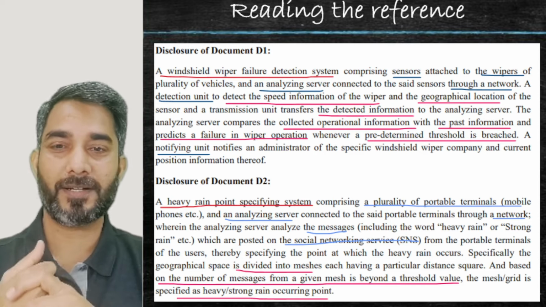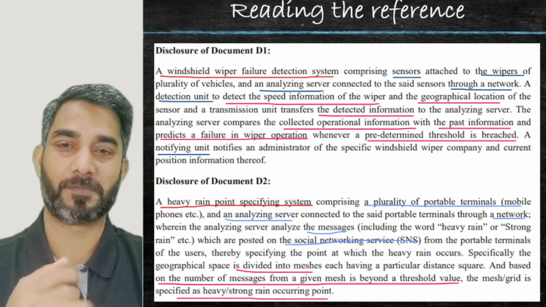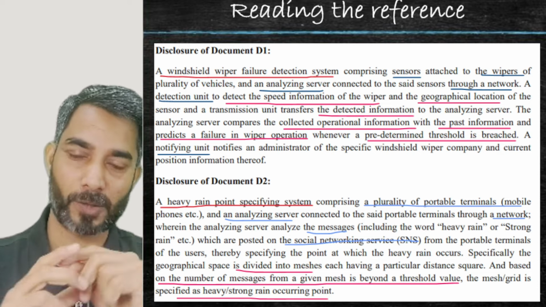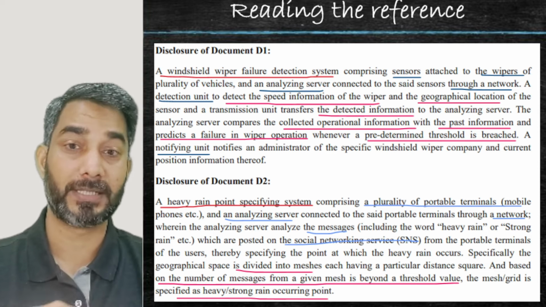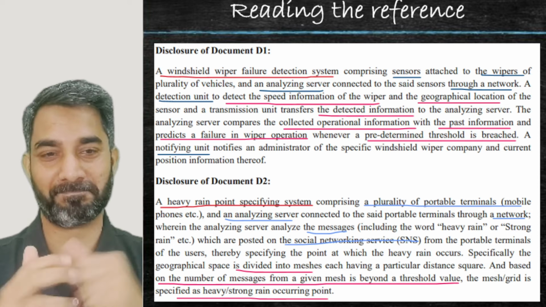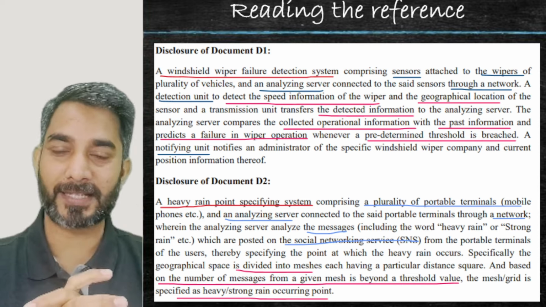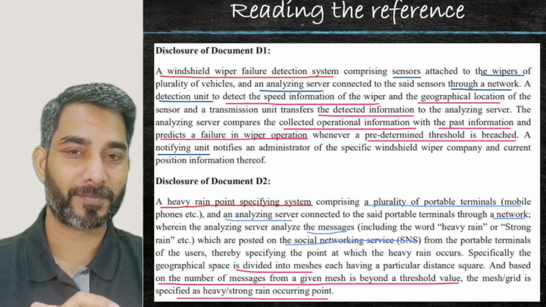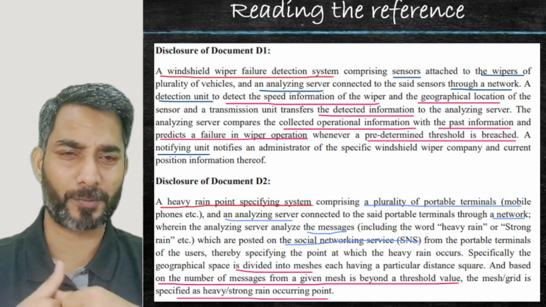So D1 talks about a windshield wiper failure detection system, something to do with wipers. So one common angle, but the objective is different. Here it's a failure detection, there it was rain detection, right? Comprising sensors attached to the wipers. One component gone. Plurality of vehicles and analyzing server, another component, same. Connected to the same sensors through a network. It's okay, networks are common.